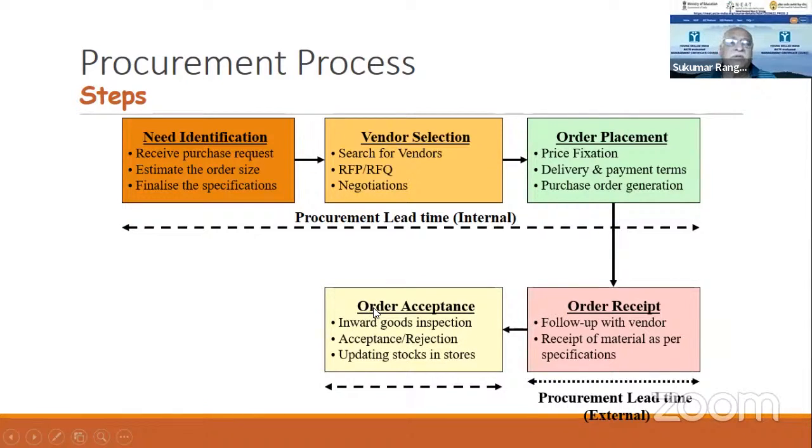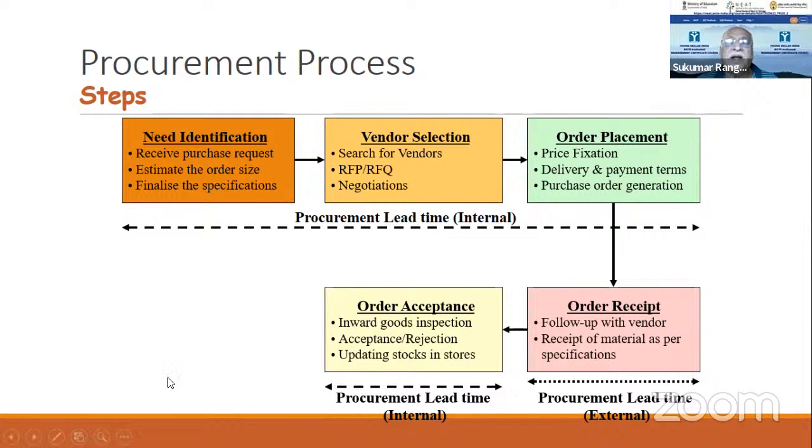It is not actually an order acceptance, we'll say material acceptance, which is the inward goods inspection, acceptance or rejection. We call it the goods receipt note, GRN, which could mean acceptance and rejection, and immediately updates the stocks in stores. Stocks in stores are not updated as soon as you receive the material, but only when you accept the material and you have generated the goods receipt note, that these goods are received as per their purchase order terms, and so are to be accepted in the stores.